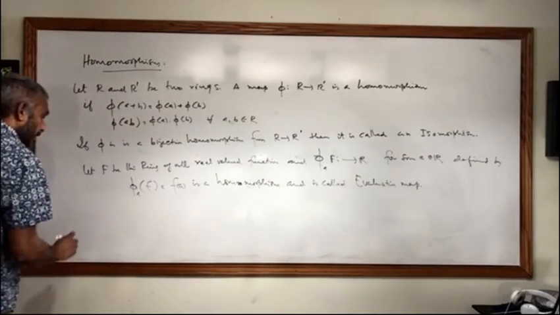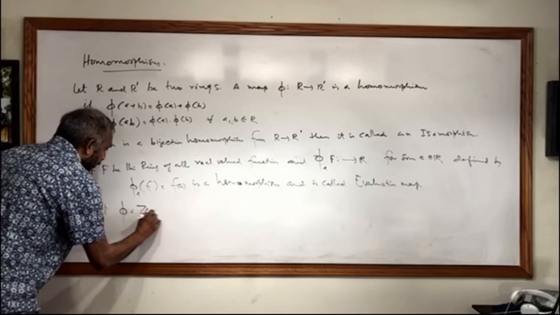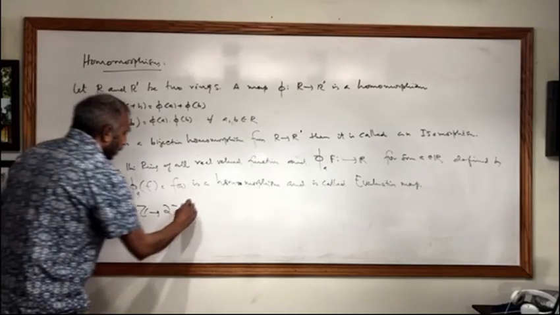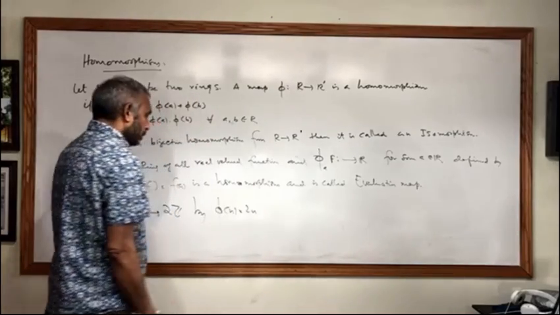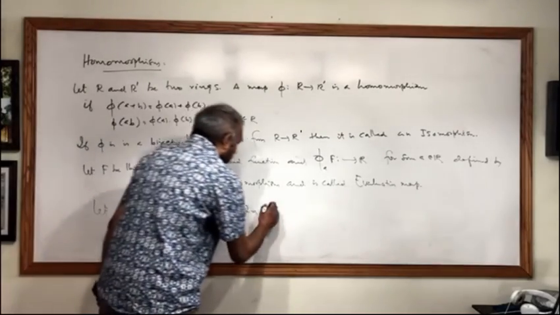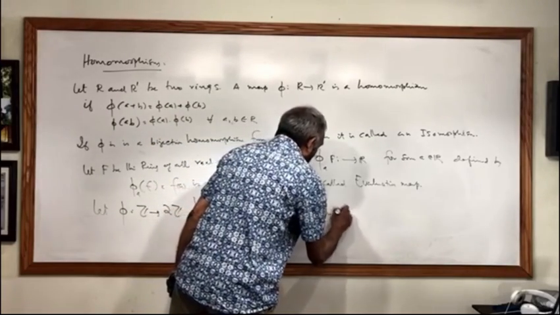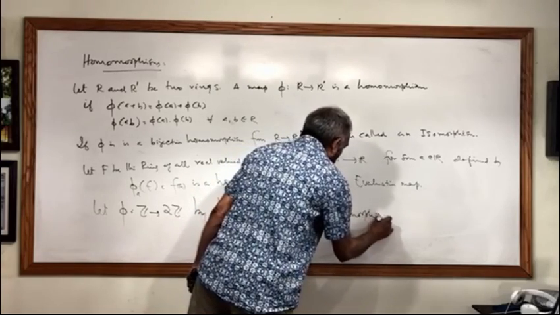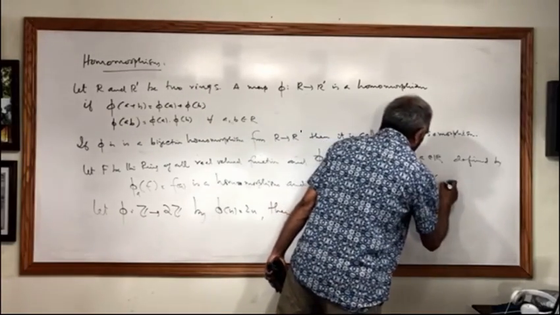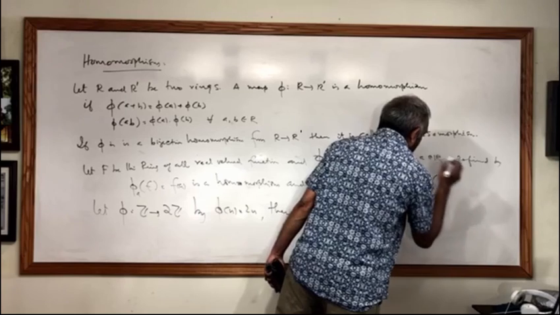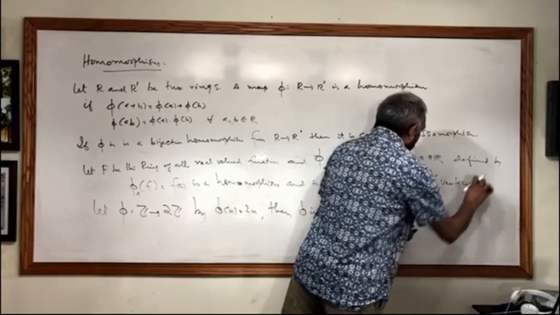Another example of isomorphism: let phi from Z to 2Z be defined by phi of n is equal to 2n, then phi is an isomorphism. I'm going to leave all these for verification as an exercise. Verify both.